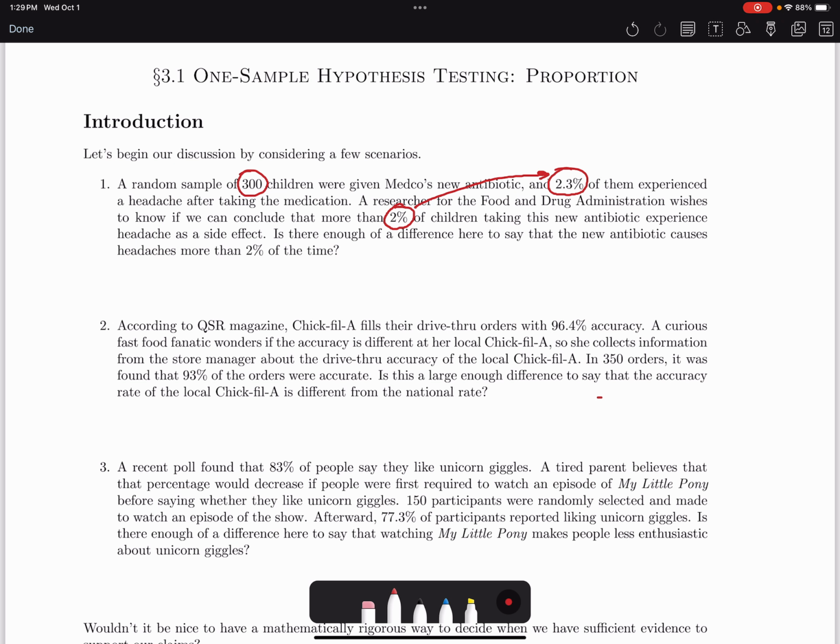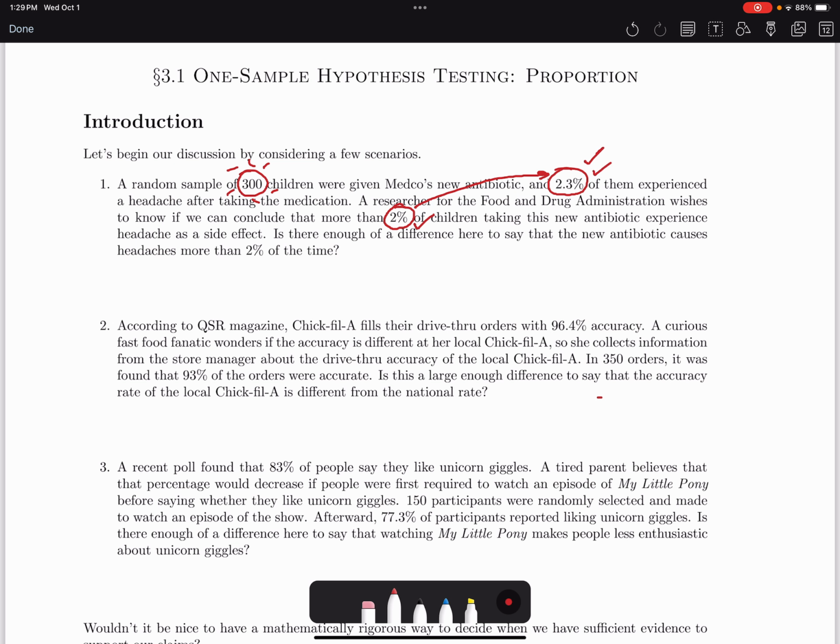But you know about sampling distributions, and you know that sometimes just by random chance, you might have a sample proportion that's a little bit larger than the population proportion, right? So it could just be the case that we just so happened to get a sample of 300 children who were a little bit more prone to headaches than children typically tend to be. And so, can this evidence really be used to say that this new antibiotic causes headaches more than 2% of the time? Or is this 2.3% just a fluke?